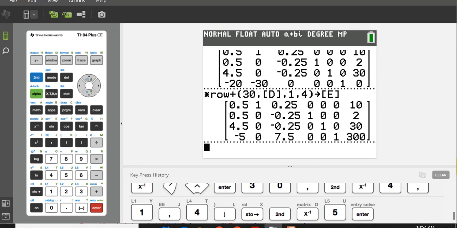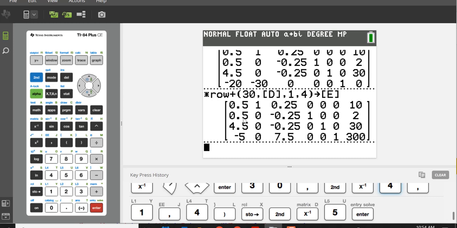Do you see we would need to do a pivot again? Why? There's a negative in your indicator row. What would be your pivot column? Pivot column would be column 1. If you did 10 divided by 1/2, you'd get 20. 2 divided by 1/2, you'd get 4. 30 divided by 4.5, you'd get 6 something. What's the smallest? Row 2. So what is your pivot? 0.5, right here. This one, in column 1, row 2.